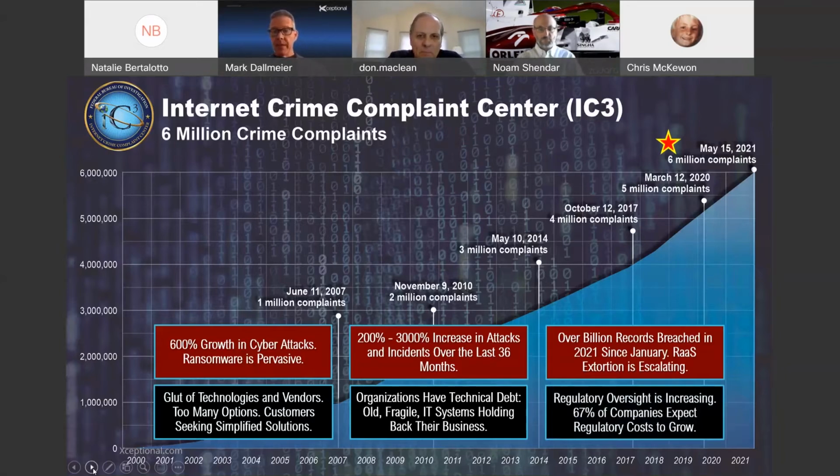67% of companies surveyed expect regulatory costs to grow over the next 12 to 24 months, with the advent of GDPR, CCPA, the New York regulation, as well as CMMC, as Don mentioned earlier. Actually, in the US today, there are at least 21 different states that have some level of state-level data privacy regulation, or they are in the process of implementing and passing some new type of law or regulation around data privacy. So what does this mean?